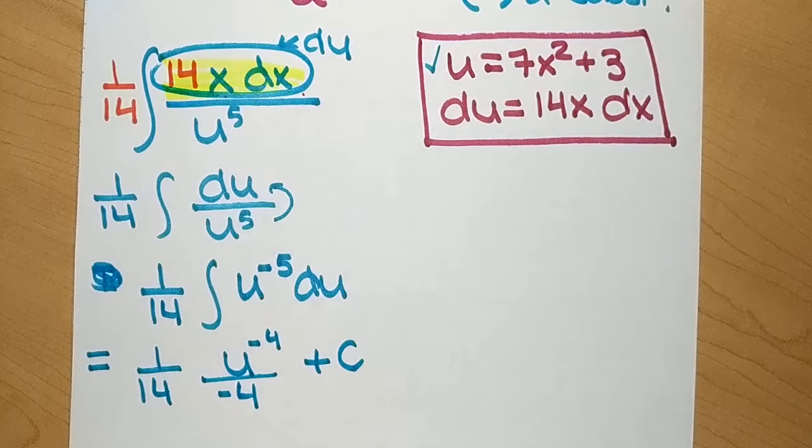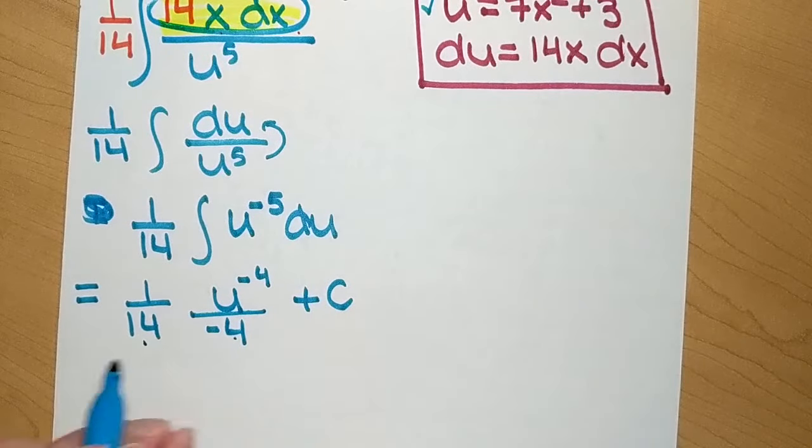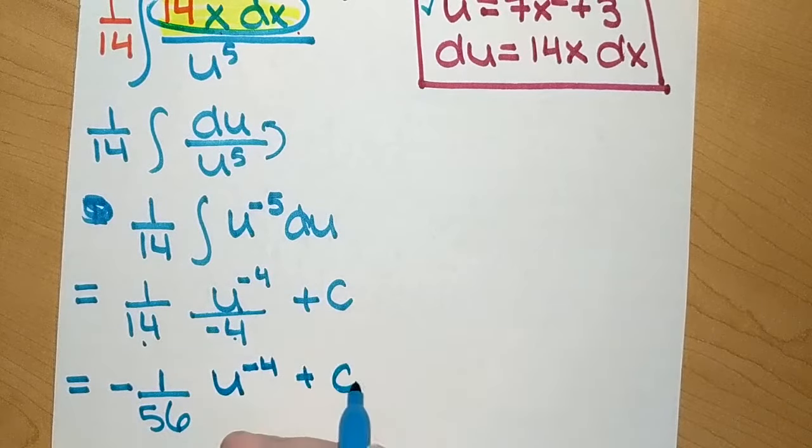Okay, so at this point what you want to remember is that fractions multiply straight across. So the 14 times negative 4 gives us a negative 56. And then the u to the negative 4 you could put in the denominator, or you could just keep it as u to the negative 4 plus c.